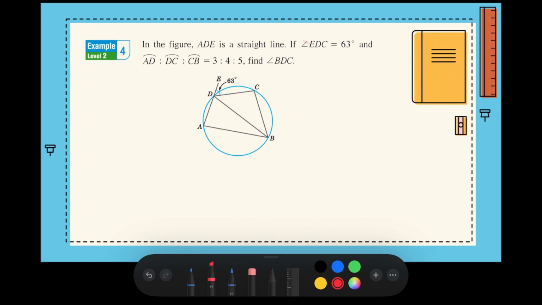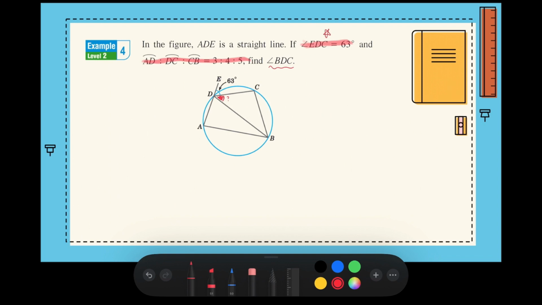In the figure, ADE is a straight line. So if angle EDC is 63 degrees and the arc length AD to arc length DC to arc length CB is 3 to 4 to 5, find the angle BDC. So first of all, let's look at where is BDC. So this is your BDC here.